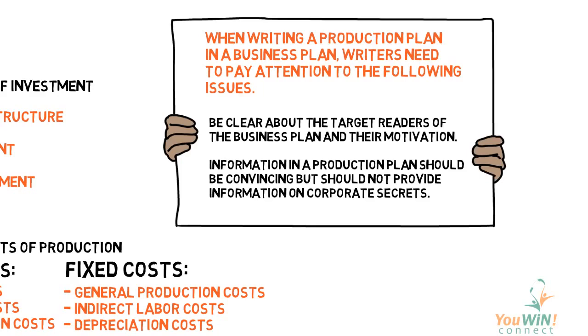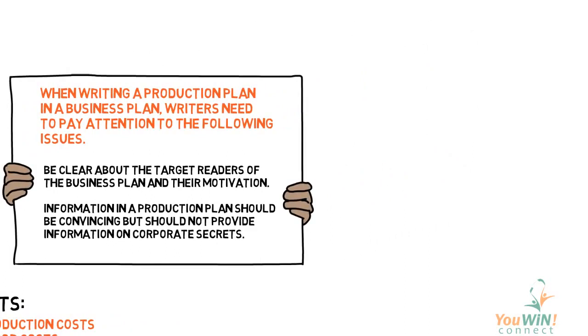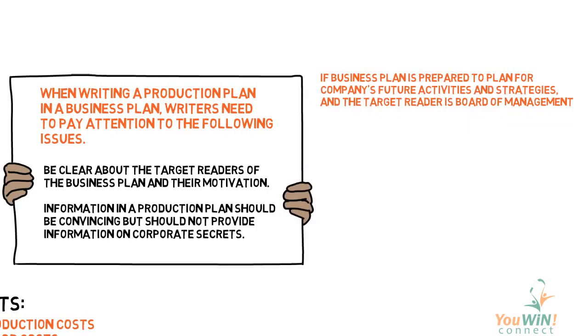It's important for you to give only the information that is required and not too much information. If a business plan is prepared to plan a company's future activities and strategies, the target readers could be the board, so the production plan should present details of alternatives, analysis of each alternative, and explanations of rationale for choosing the one that we've chosen. And if it's for outsiders, they should be presented with information which can convince the reader of the feasibility of the decision and how profitable and within the company's ability.